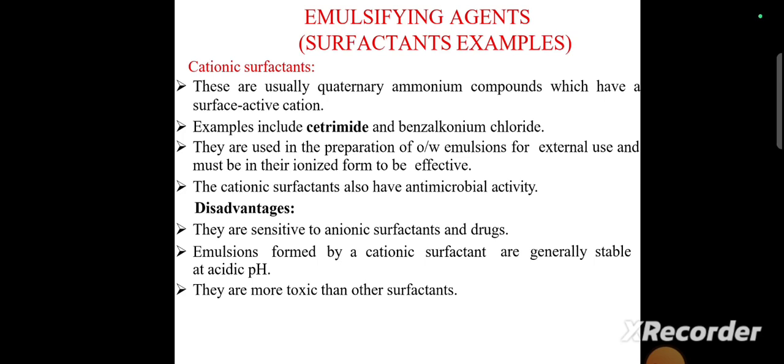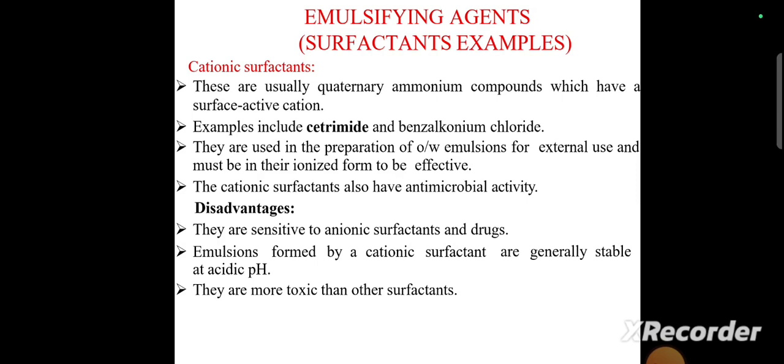Second is cationic surfactants. What are the cationic surfactants? Usually quaternary ammonium compounds which have surface active cations. Here it is surface active cations. The examples include cetrimide and benzalkonium chloride. They are used in the preparation of oil in water type emulsion for external use only and must be in their ionized form to be effective. The cationic surfactants also have antimicrobial activities.